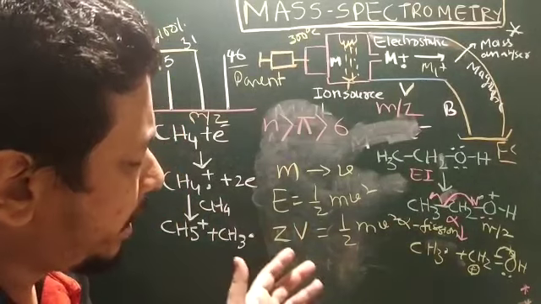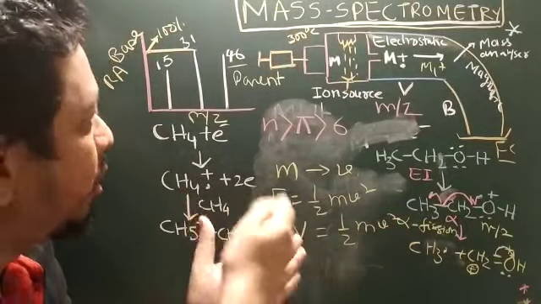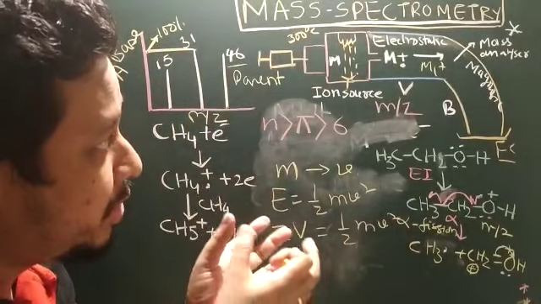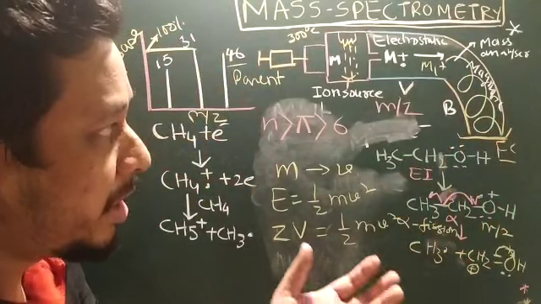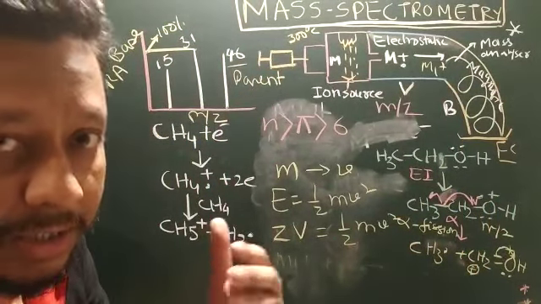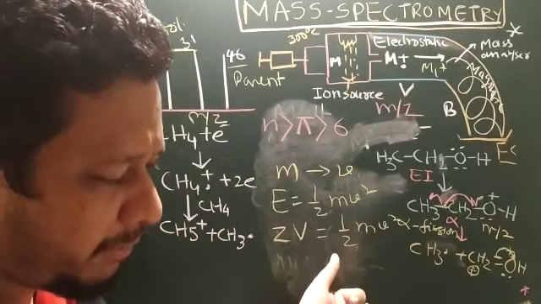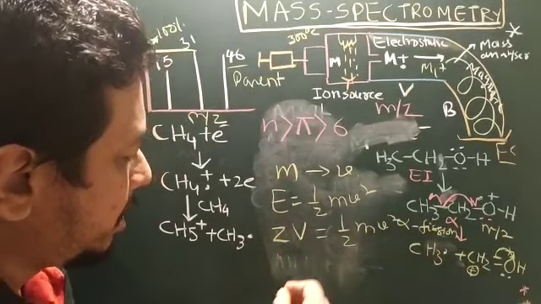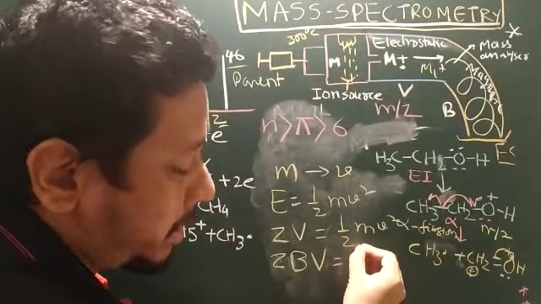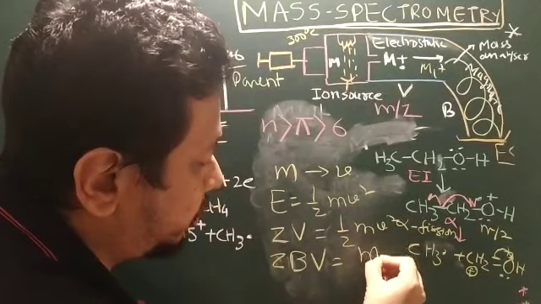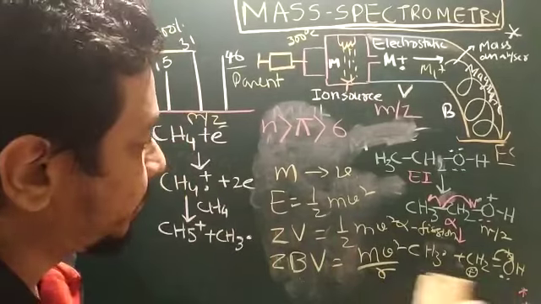What happens if we only generate linear velocity? The fragments will be so close that we cannot detect them properly with adequate resolution. So we generate a magnetic field where the linear motion is converted into circulatory motion, which enables the molecule and fragments to be detected in a more separated way. So half mv square equals ZV, and we convert that into ZBV, where B is the magnetic field strength. In the circulatory motion, the centrifugal force is mv square upon r, balanced by the centripetal force. With this equation, we can deduce the m by z ratio.